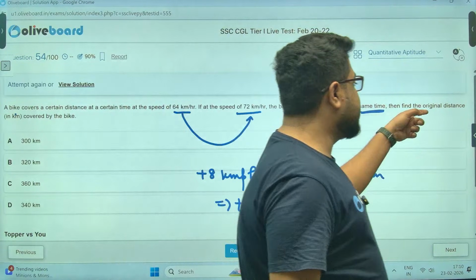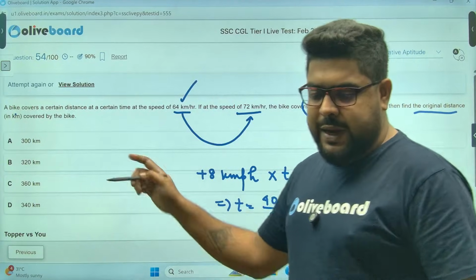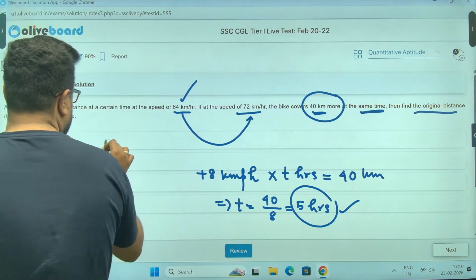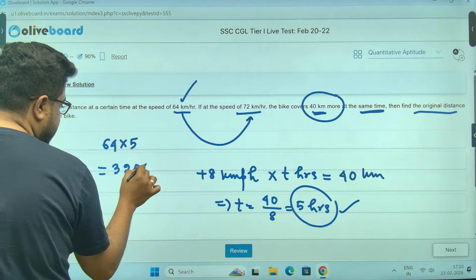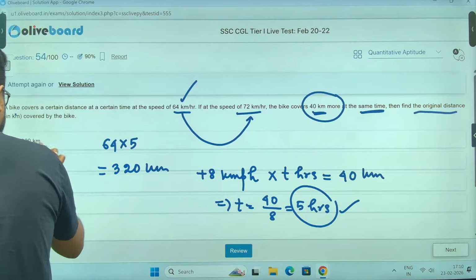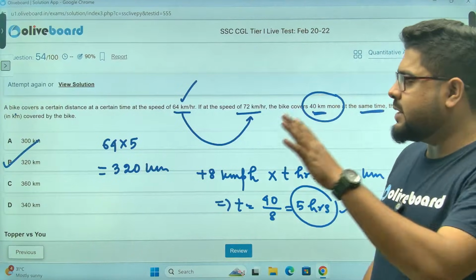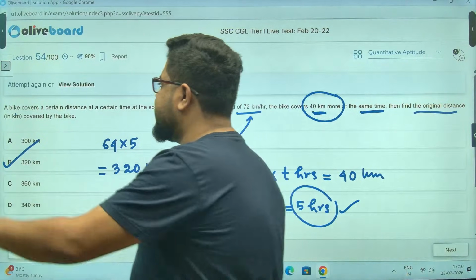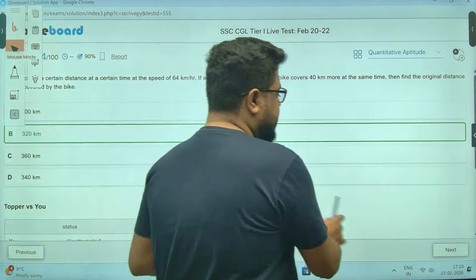Now they are asking the original distance. Sir, I know the time, I know the original speed. So speed into time gives you distance. 64 into 5, which is 320 kilometers. Sir, option B, 100% is your correct answer. Option number B, sir. Done. Next one, please.